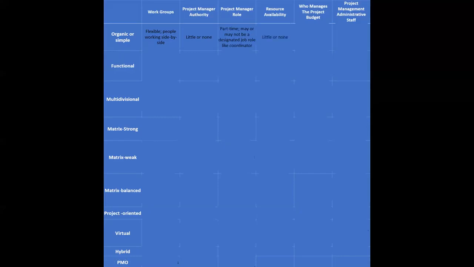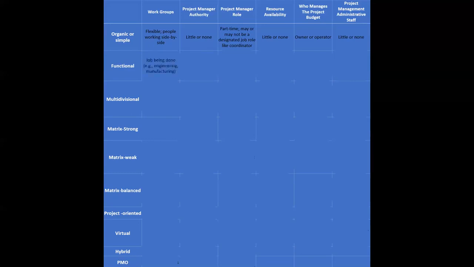For resource availability, we will have little or no influence. Who actually manages the project budget? It would be the owner or the operator. Then the project management administrative staff would be little or none.